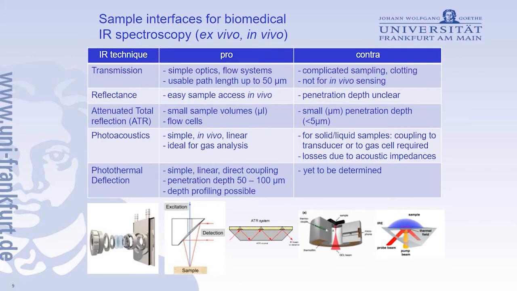A bit less known, but extremely convenient for biological samples, especially for working in vivo, are photoacoustic techniques, where you use a microphone to detect the sound wave generated by an absorption process. This is established well for gases and can be used for liquids as well. And I will introduce you further down in the lecture to a photothermal technique, which is simple, linear, has a strong penetration depth of up to about 1/10 of a millimeter, and even the possibility to do depth profiling for skin, for example. Okay, sampling techniques are there.